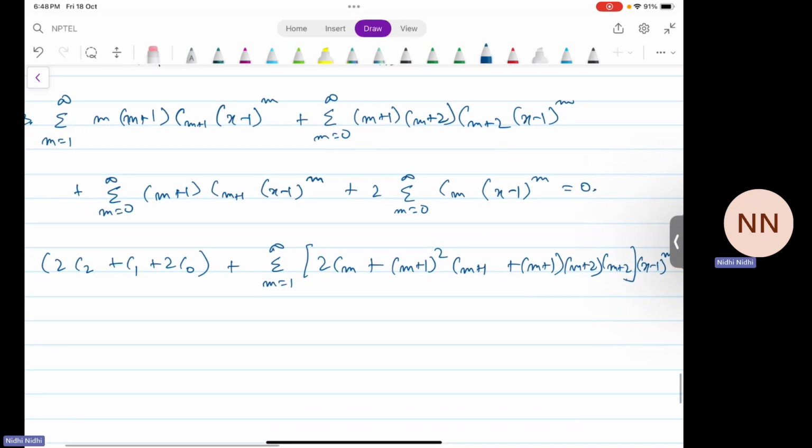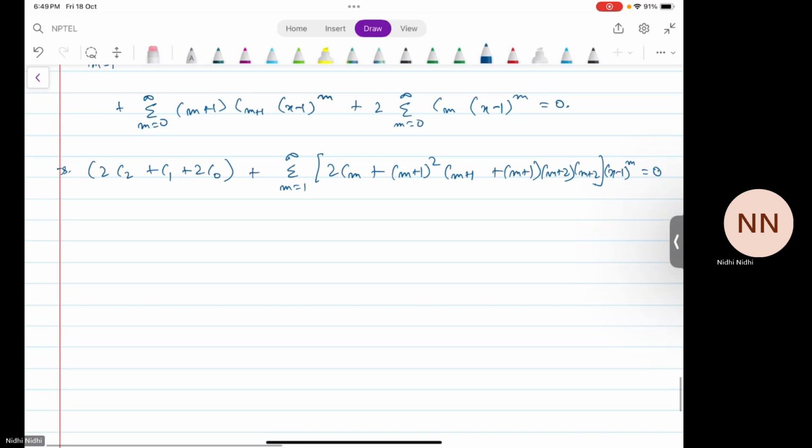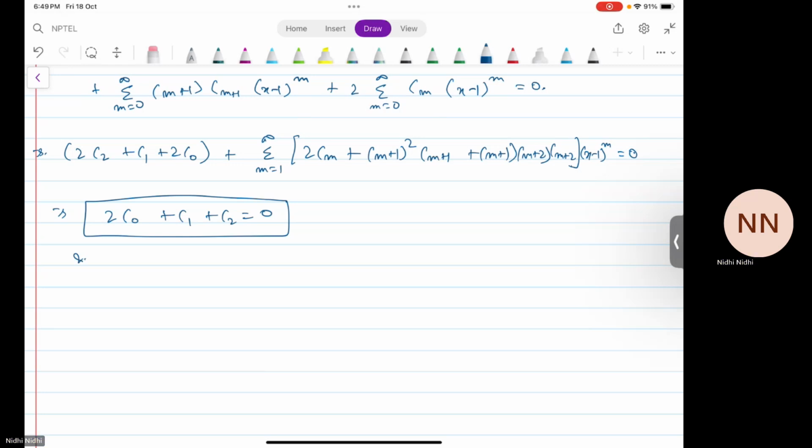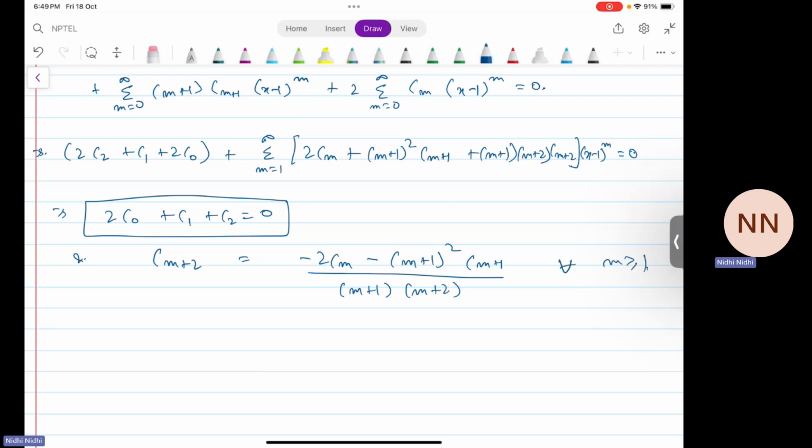Now comparing the coefficients of (x minus 1) on both the sides. Since the constant term is 0 on right hand side, we get 2c0 plus c1 plus c2 equals to 0, and cm plus 2 is equal to minus 2cm minus (m plus 1) square cm plus 1, by (m plus 1) times (m plus 2), for every m greater than equal to 1.